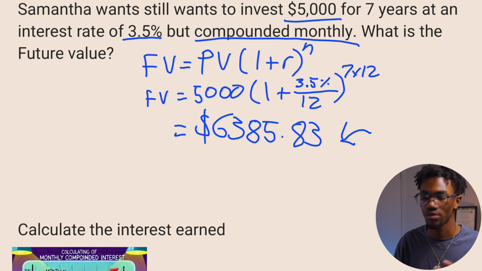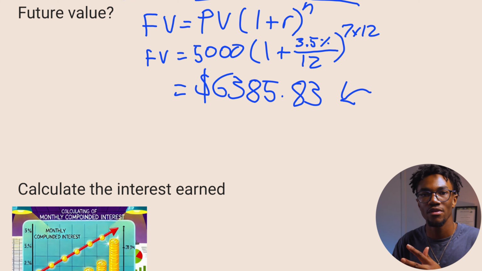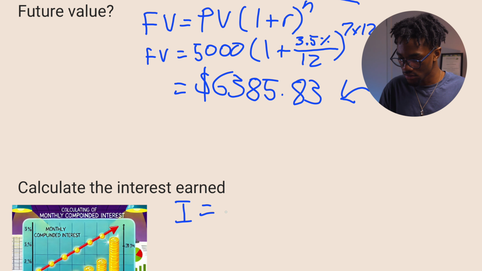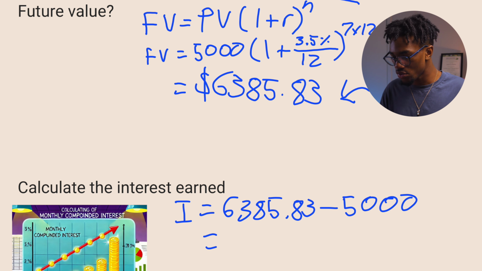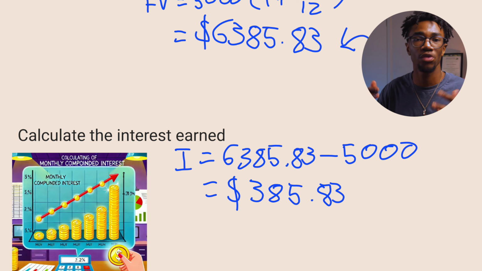Let's move on to the last question. Calculate the interest earned. And all we have to do for this is minus how much we invested from the final product. So all that is interest equals 6,385.83 minus 5,000. And that equals 385.83. A tip for money is make sure you always put it to 2 decimal places.